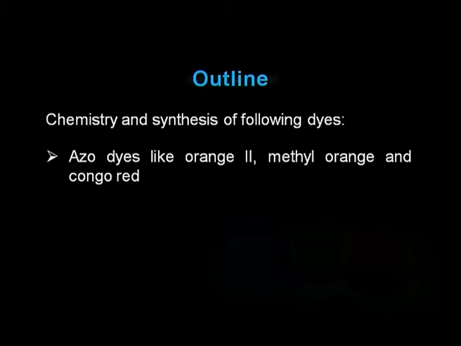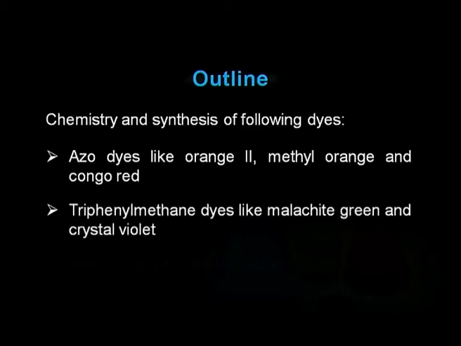The dyes which we are going to include in this lecture are azo dyes, in which we will discuss orange 2, methyl orange and Congo red in detail. Then we will also discuss triphenyl methane dyes. Under this category we will discuss malachite green and crystal violet, and lastly we will discuss anthraquinone dyes, under which category we will discuss the synthesis and chemistry of alizarin. We will now start with azo dyes.